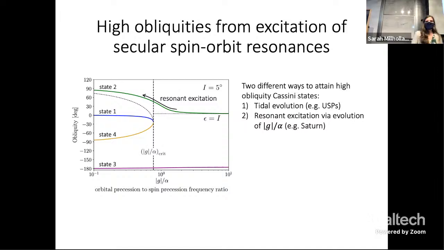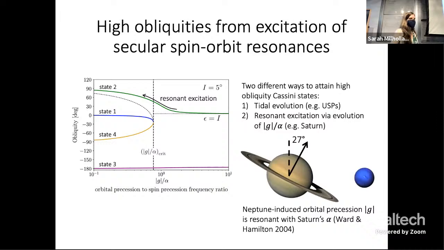And so we call this mechanism resonant excitation, essentially because these G and alpha frequencies can evolve and become commensurable with one another. So this is called a secular spin-orbit resonance, and this mechanism actually isn't new. It's actually present in our own solar system. Namely, this is the mechanism that is thought to give rise to Saturn's 27 degree obliquity due to resonant perturbations that it experiences from Neptune.